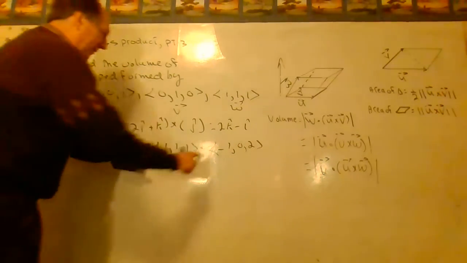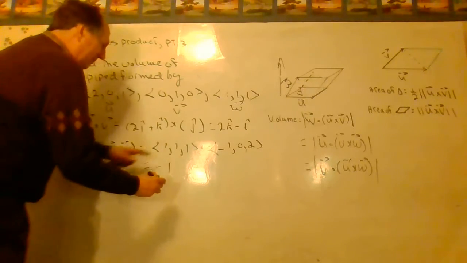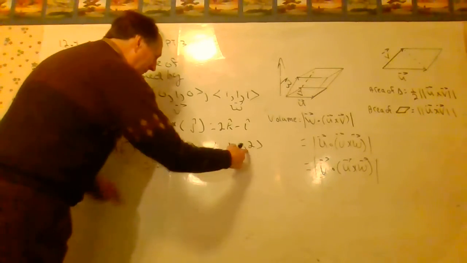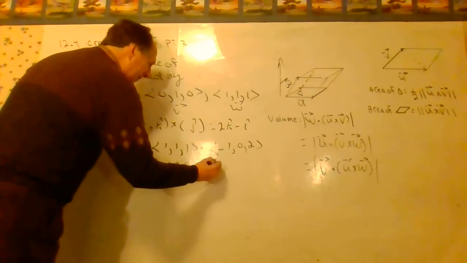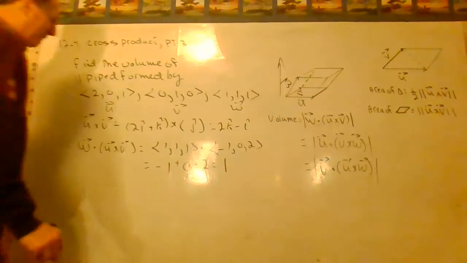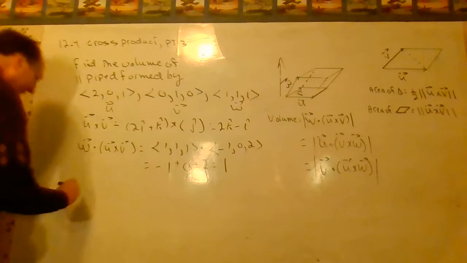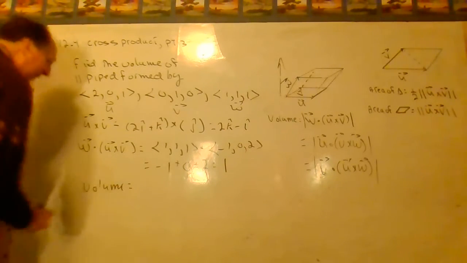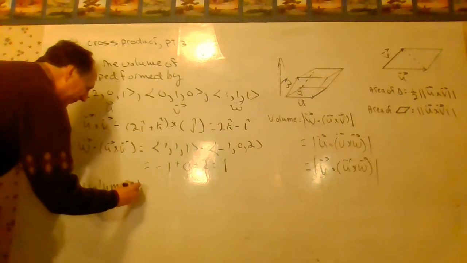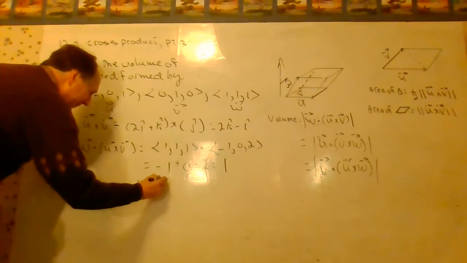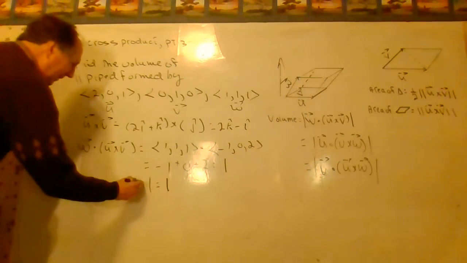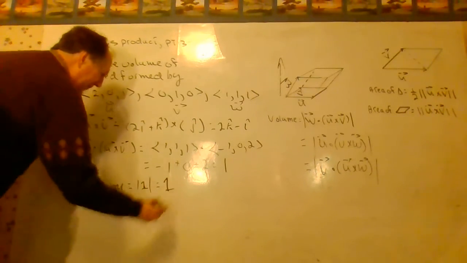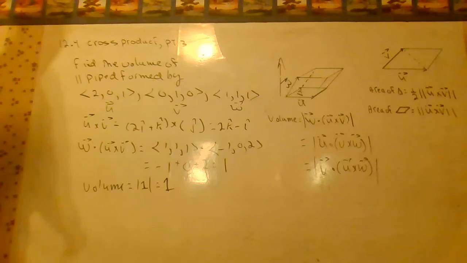Multiply it out. 1 times negative 1 is negative 1. 1 times 0 is 0. 1 times 2 is 2. And we get 1. Volume is equal to the absolute value of 1, which is just 1. Here, I'll make this fancy one so you can distinguish between that and the absolute values.